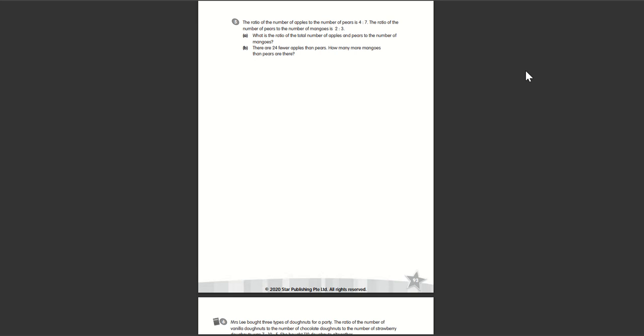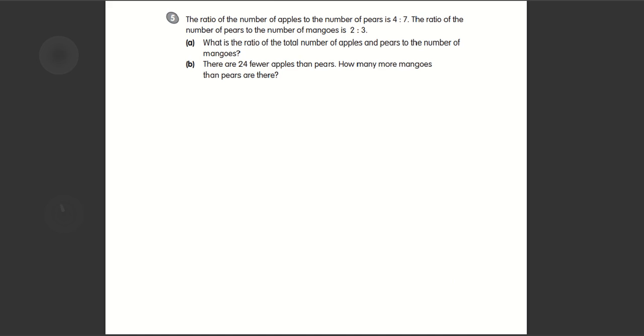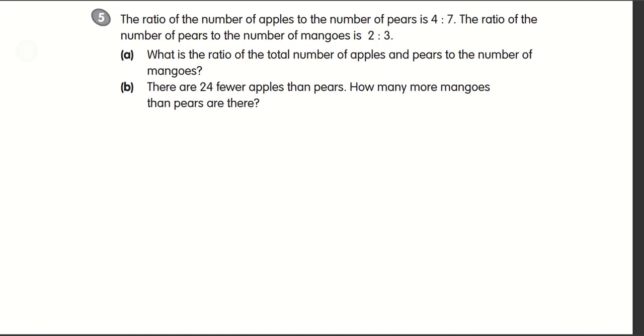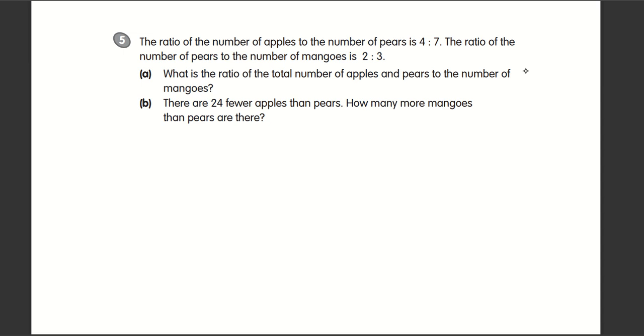Page 93, where are ratio word problems. This is ratio of three quantities. And let's take a look at this one here. A fruits question. We have three identities here: apples, pears, and mangoes. So starting off with our reading and annotating, we have apples to pears to mangoes, and then pears to mangoes.